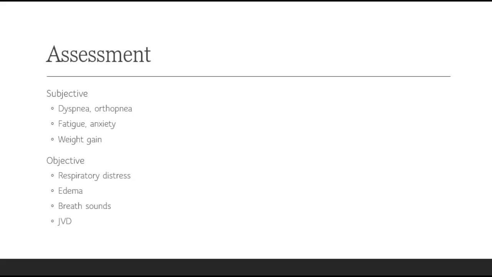Objective assessment. So they will probably be in respiratory distress. They'll have edema, they'll have abdominal distension, weight gain, adventitious breath sounds, abnormal heart sounds, activity intolerance, JVD, maybe decreased GFR from the diminished blood flow to the kidneys, cyanosis, confusion, irritability from that oxygen deficit.